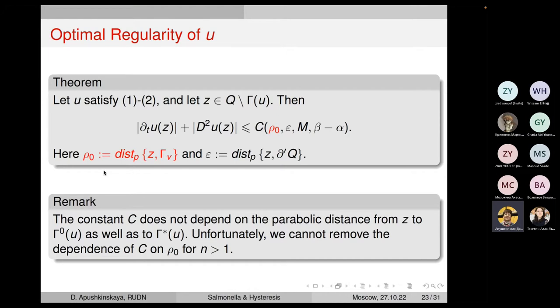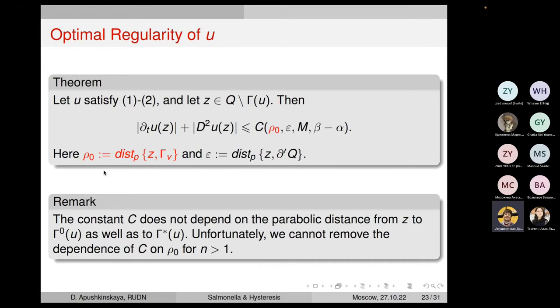What is the difference here between n equal to one and n larger than one? Is it because of embedding theorems or something different? No, it's just because of geometry. For n equal to one, we have just intervals. For n bigger than one, we have a cylindrical surface. Why are cylindrical surfaces worse than intervals? Yes, embedding theory, and some technical arguments which we use here, of a geometric nature.